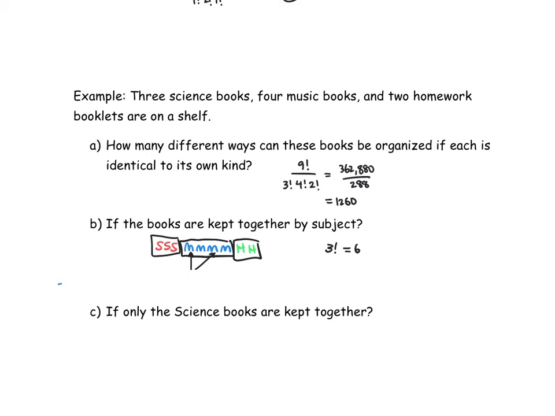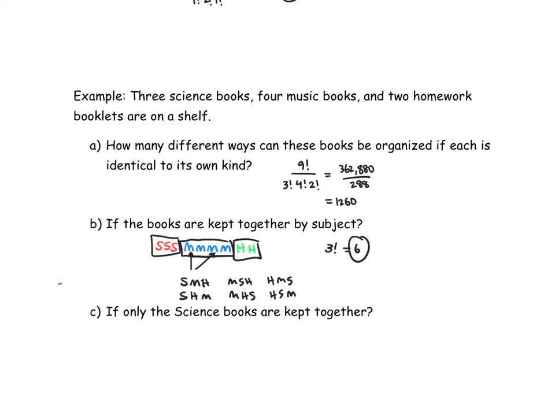identical, right? Let's just go black to keep it simple. I could have science, math, homework. I could have science, homework, math. I could have math, science, homework. I could have math, homework, science. I could have homework, math, science, and I could have homework, science, math. Since all the subjects are kept together as groups and all are identical, I wouldn't have to worry about any of the repetition within the group itself. So there you go, 6 different ways.